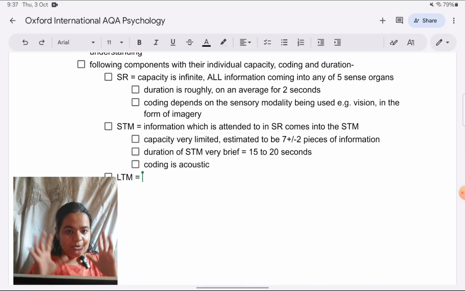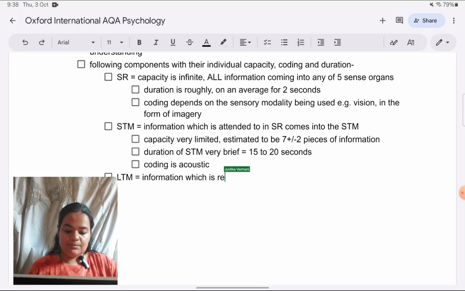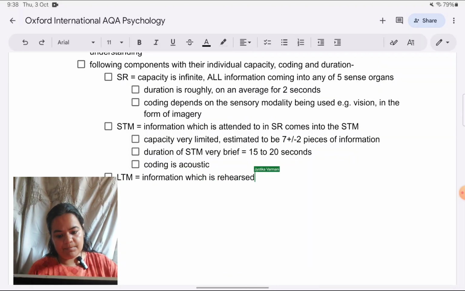Again, when you're writing, because you will be writing in paragraph essay format, how you should put it is, write the full name long-term memory at least once. If you want to use terms like LTM, in the bracket first write LTM and then keep on referring to it that way, like I told you for the 6 marker. Okay, information which is rehearsed in short-term memory makes it to long-term memory.